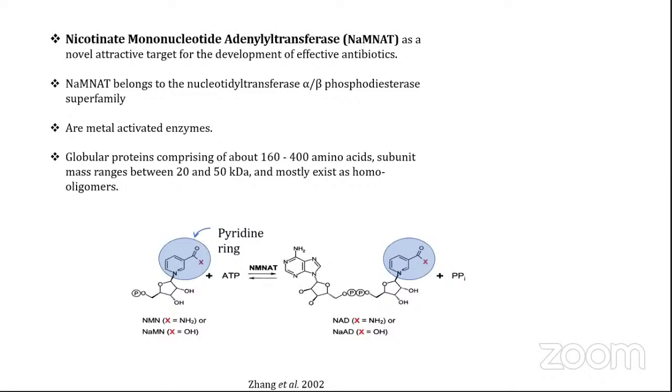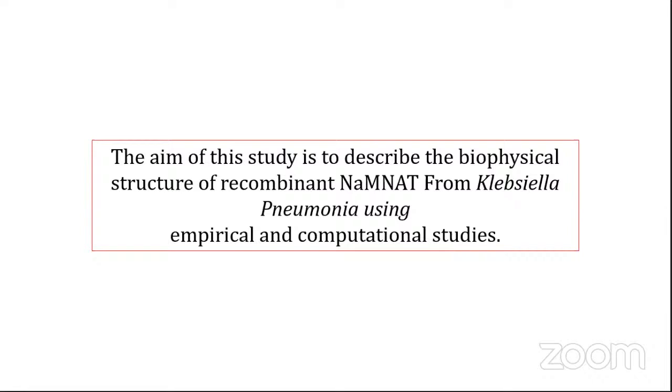One thing that is very important to know is that this enzyme is very conserved in almost all species. However, each of these enzymes and their isoforms exhibit different structural and catalytic properties that reflect their species specificity and other functions acquired. So until now, there is very limited information that has been established on NAMNAT from Klebsiella pneumoniae. Hence, this study intends to describe the biophysical structure of recombinant NAMNAT from Klebsiella pneumoniae using empirical and computational studies.